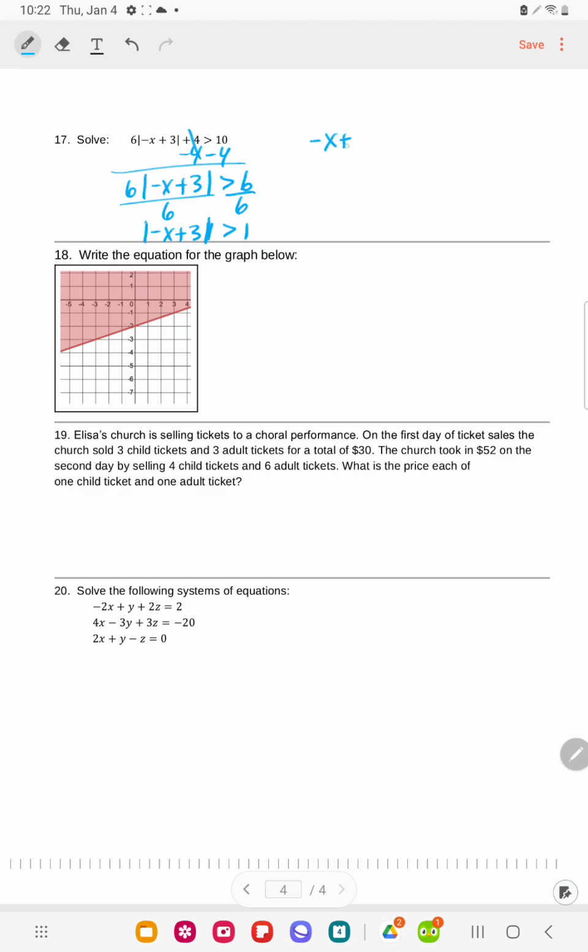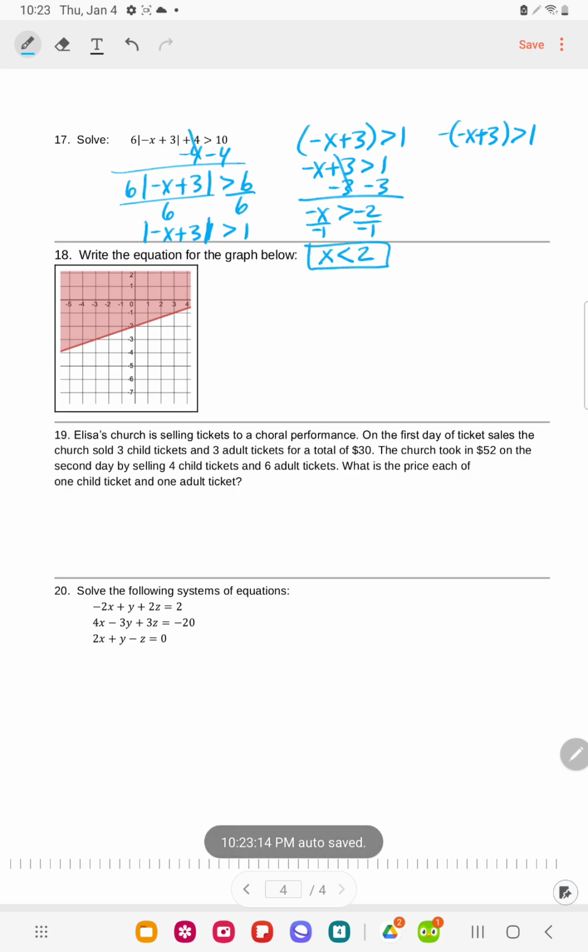One that says negative x plus 3 is greater than 1. And then the other one is going to say negative x plus 3 is greater than 1. So when we have negative x plus 3 is greater than 1, we can just subtract 3 on both sides. And we get negative x is greater than negative 2. Divide by negative 1 on both sides. And then remember, whenever we divide or multiply by a negative, we need to flip the inequality symbol to make the statement true. So x is less than 2. That's one of our solutions.